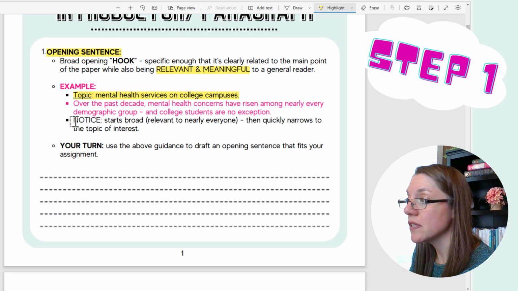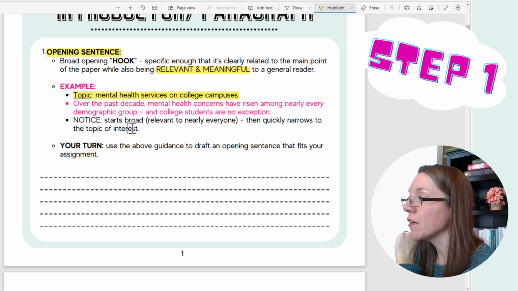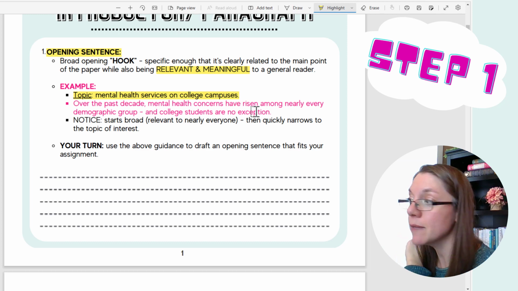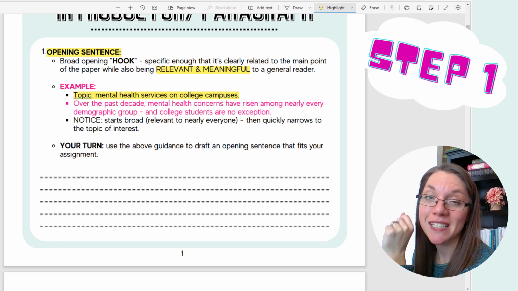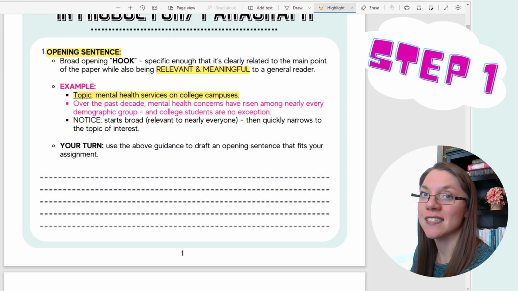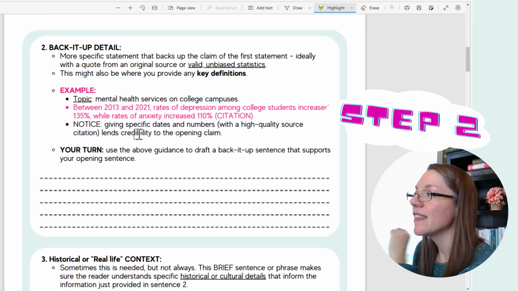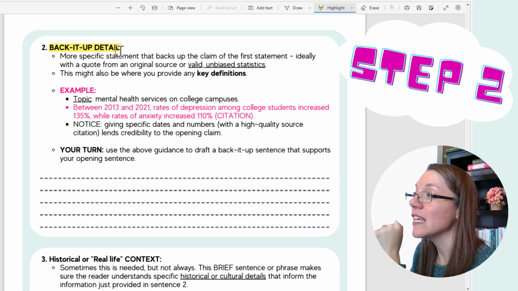So things to notice here, it starts broad, relevant to nearly everyone. Mental health concerns have risen among every demographic group, right? And then it quickly narrows to the topic of interest, college student mental health, right? So this is where you would try, based on your specific assignment, to draft a really strong hook sentence for your paper.